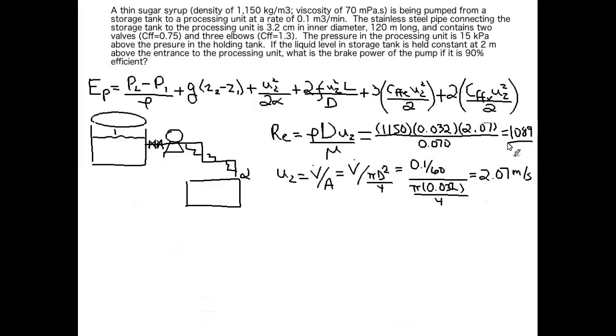So when we're finished, we get a Reynolds number of 1089. Since our Reynolds number is less than 2100, we have laminar flow. What that tells us is two things. The first thing is that alpha in our full energy balance is equal to 0.5 because we have laminar flow. Under laminar flow, alpha is 0.5. Under turbulent flow, alpha is 1.